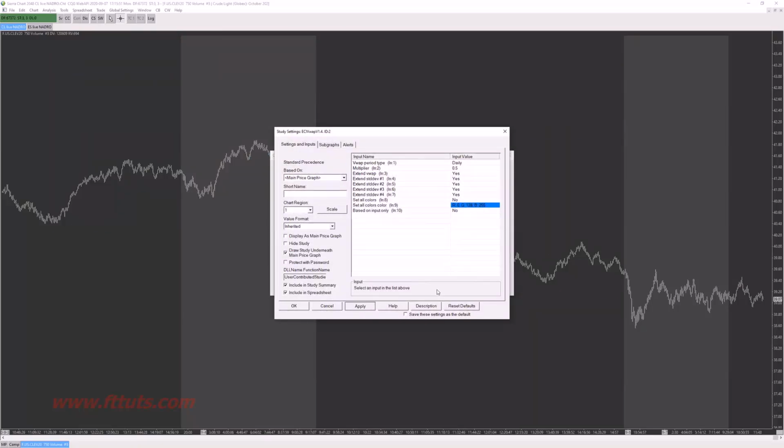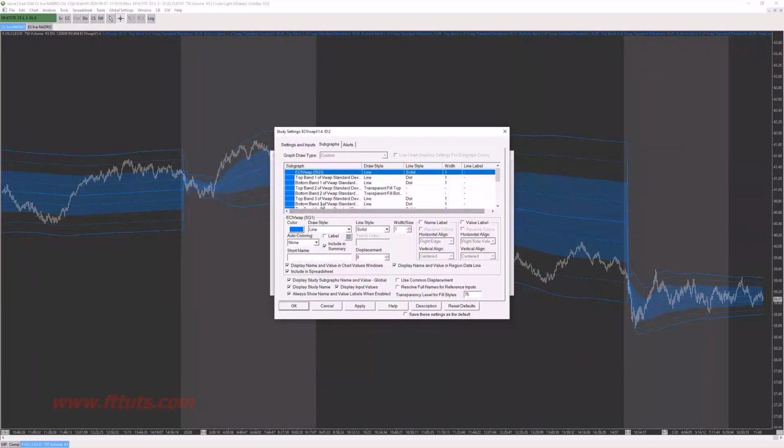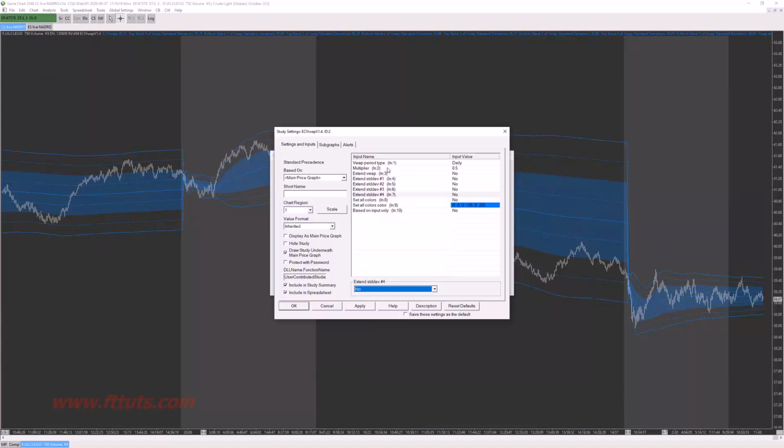I guess just to show you what it kind of looks like here, it's a whole bunch of junk on it. Extend all these things. That's from the prior period. No, none of it. And then if we go to our subgraphs here and choose all the different things, as you can see, it's set to be in half standard deviation increments. So we have this middle line here, which is VWAP, as you can see.